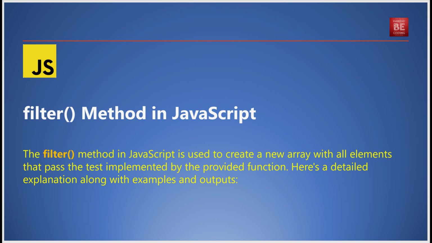Have you ever wondered how to filter out elements from an array in JavaScript? Well, the filter method is a powerful tool that can help you do just that. The filter method in JavaScript creates a new array with all elements that pass the test implemented by the provided function. It does not change the original array.